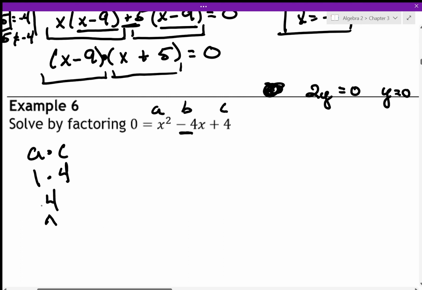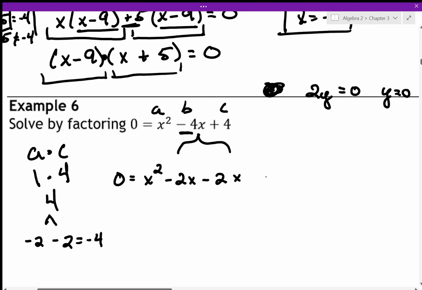Two numbers multiply to be 4 and add up to be negative 4. It's going to be negative 2 and negative 2. Negative 2 minus 2 is negative 4. And then negative 2 times negative 2, the double negatives cancel to be a positive 4. So we're going to break it apart here and say 0 equals x squared minus 2x minus another 2x and then plus 4. This process just helps us to strategically choose the numbers that we break up the negative 4 to be. If we were to put these back together, we'd get negative 4x. But we're strategically breaking it apart.